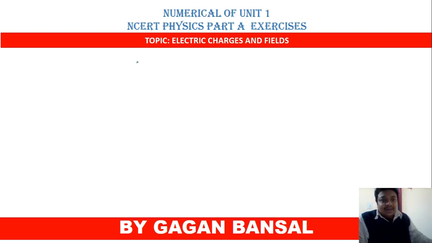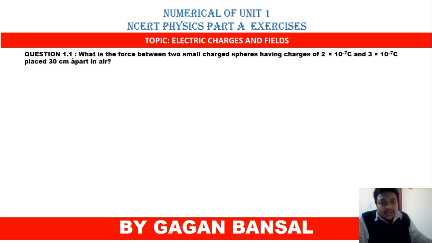Okay, so I'm getting with the first question, that is question 1.1. It goes like this. What is the force between two small charged spheres having charges of 2 into 10 raised to the power 7 and 3 into 10 raised to the power 7 coulomb placed 30 centimeter apart in air?